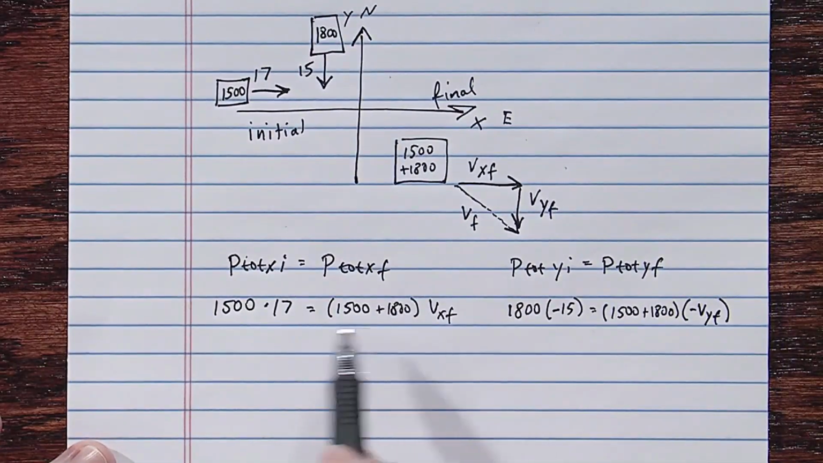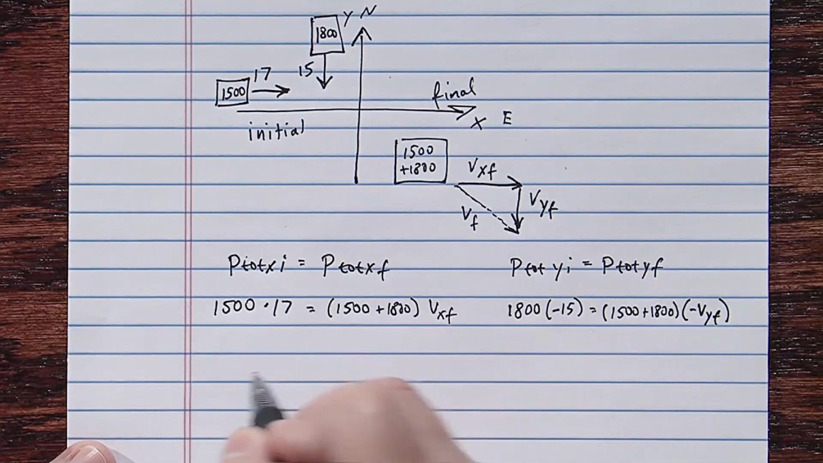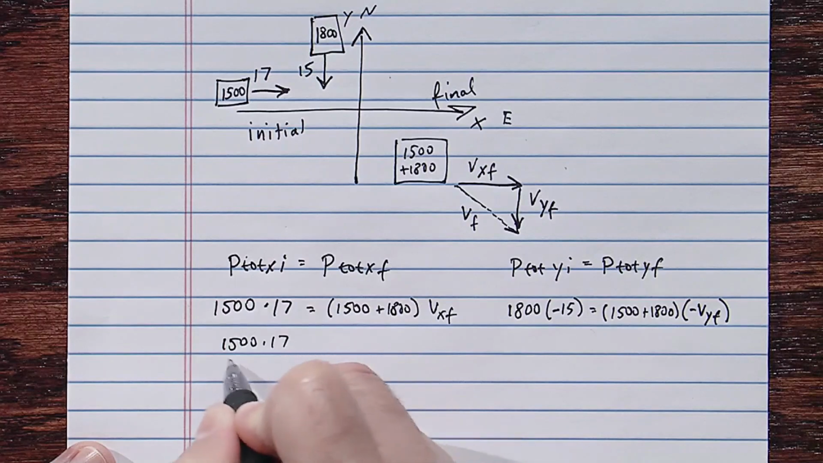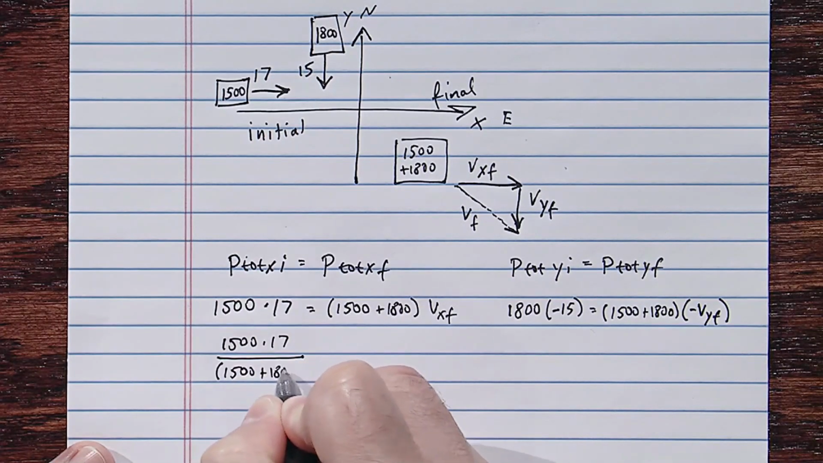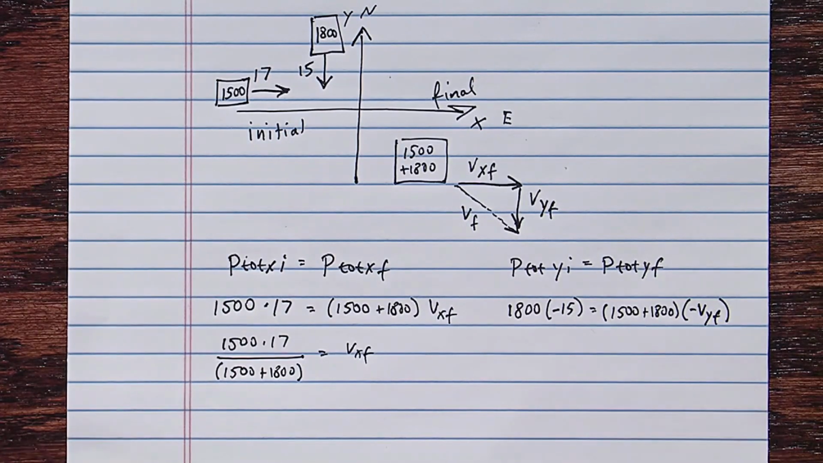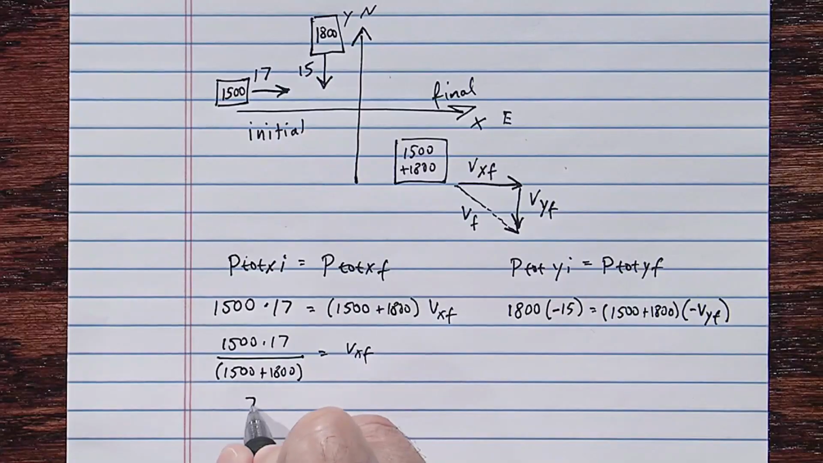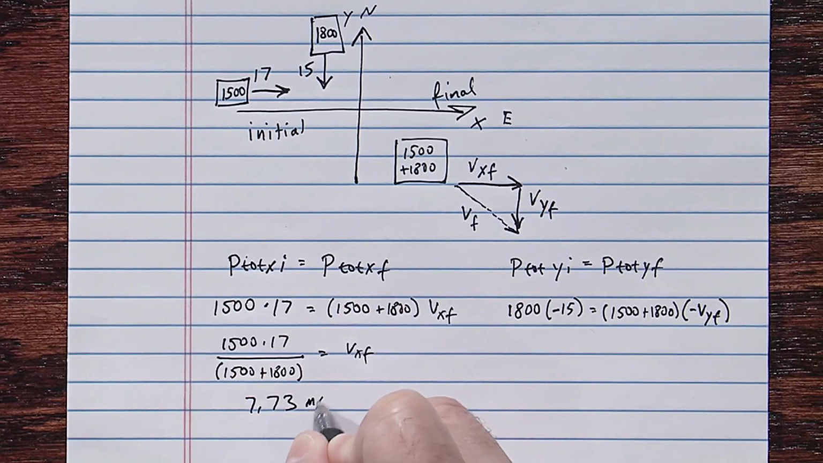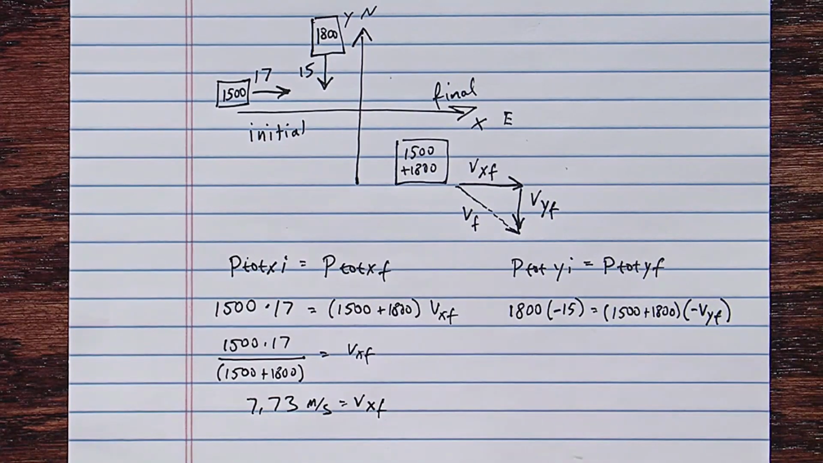And in each of these equations, we only have one unknown, so we can solve for Vx final. 1,500 times 17 divided by 1,500 plus 1,800 is equal to Vx final, and that would be 7.73 meters per second.